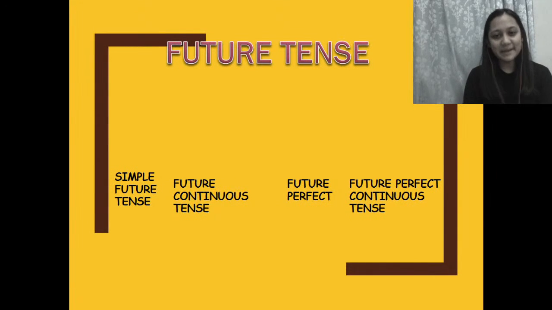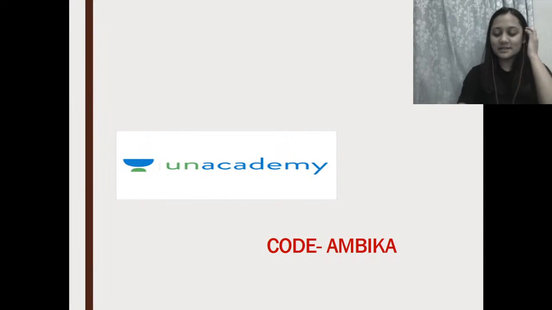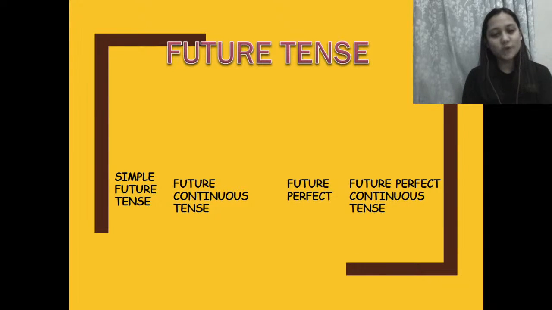Everybody, my name is Ambika and I'm here to discuss the topic future tense with all of you. As you all know, future tense basically talks about the actions and events which are supposed to happen in the near future. आने वाले time में they will going to take place, right? This talks about the time span, time phase की बात करता है जो कि आने वाला है, right?